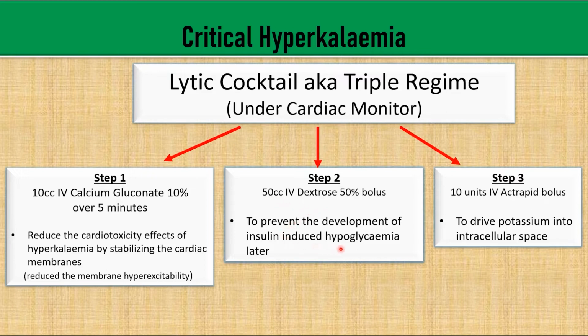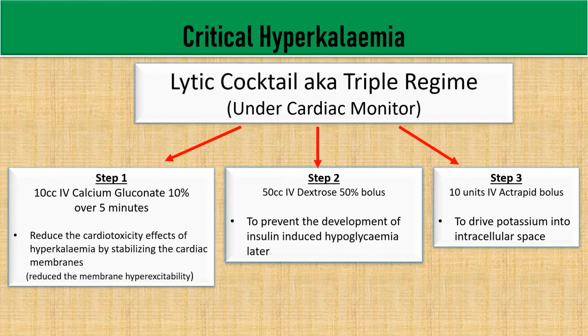After stabilizing the cardiac membranes, you should give D50%, which acts to prevent the development of insulin-induced hypoglycemia later. In other words, it doesn't have a direct effect in lowering the potassium level. Another point to highlight is that by and large, nurses and doctors tend to give 50 ml for every patient. But keep in mind that the amount of dextrose given to patients receiving a lytic cocktail is subject to change depending on the patient's sugar trend beforehand.